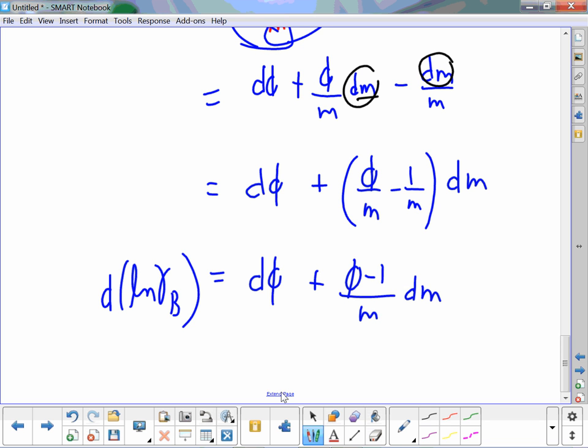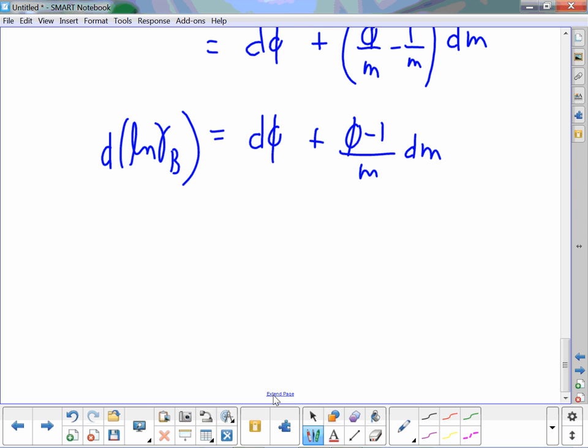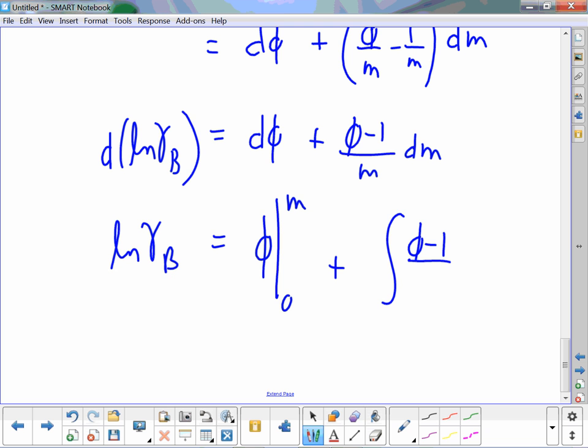Alright, so what happens if we integrate both sides? This is going to be ln of gamma B equals the integral of phi evaluated from M equals 0 to whatever M you're interested in, right? And the integral of this, phi minus 1 over M dm, from M equals 0 to whatever M you're interested in. Since I'm using M as my limit here, I'm going to put a prime there. You don't want your integration variable and your limit to be the same. So that's going to be phi minus 1 over m prime dm prime.